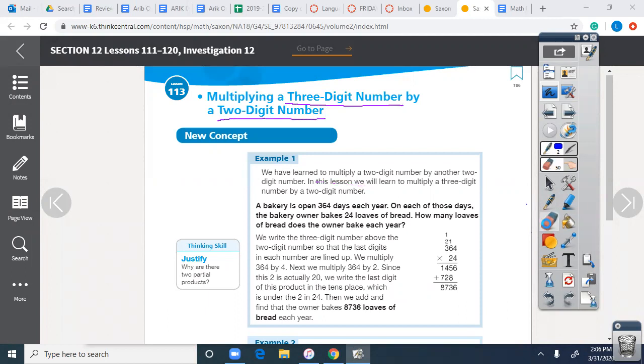You have learned how to do 2-digit by 2-digit. You've learned how to do 3-digit by 1-digit. We're just going to take it a step farther and do 3-digit by 2-digit. It's very, very similar to what you've already done before, but we'll work through several problems until we kind of get the hang of it.